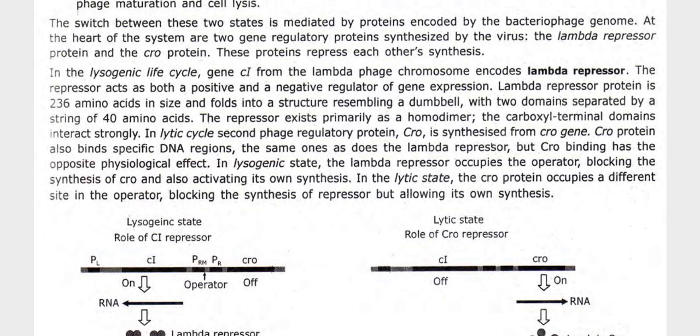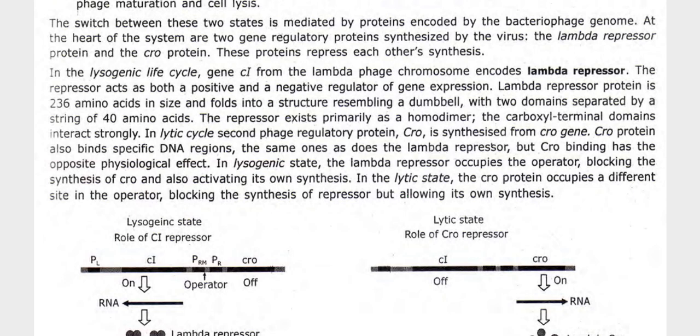In the lysogenic life cycle, gene CI from the lambda phage chromosome encodes lambda repressor. The repressor acts as both a positive and negative regulator of gene expression. Lambda repressor protein is 236 amino acids in size and folds into a structure resembling a dumbbell with two domains separated by a string of 40 amino acids. The repressor exists primarily as a homodimer. The carboxyl terminal domains interact strongly.